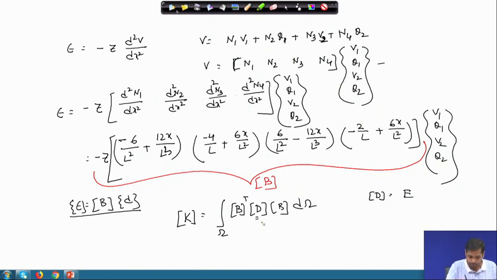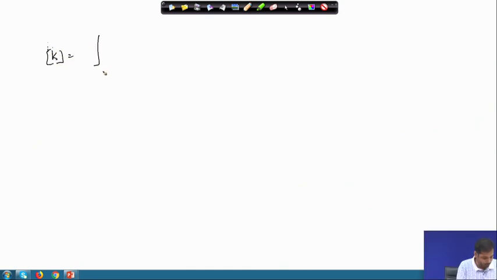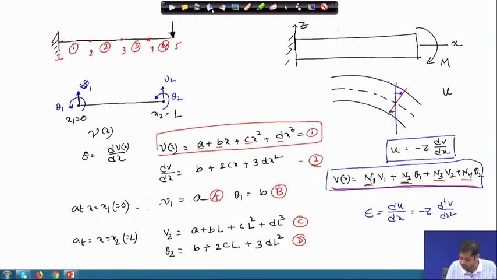Now, finally, what we have to do is substitute this expression here, so let us do that. K will be the integration over the entire volume of B transpose, and I am not writing it once again, you know that, then Young's modulus, and then B, d omega. Now, how are we integrating this? Let me come to this beam.